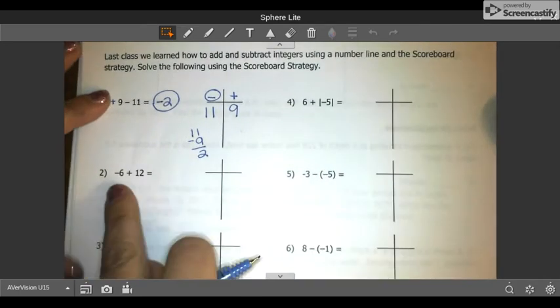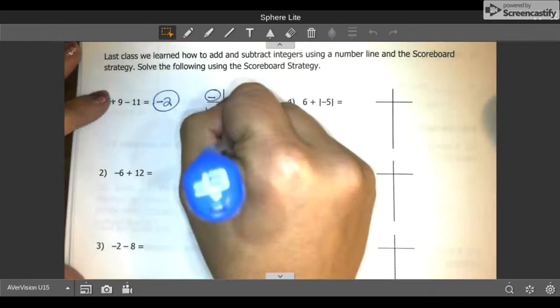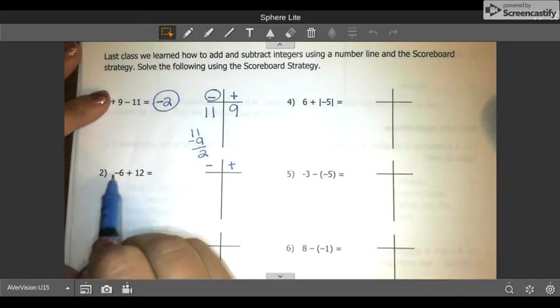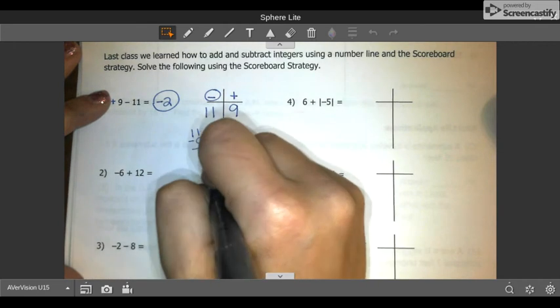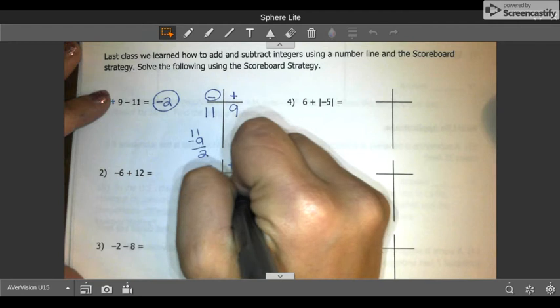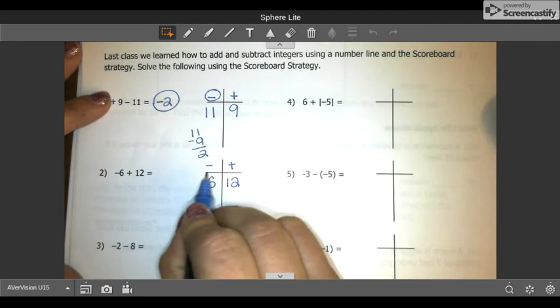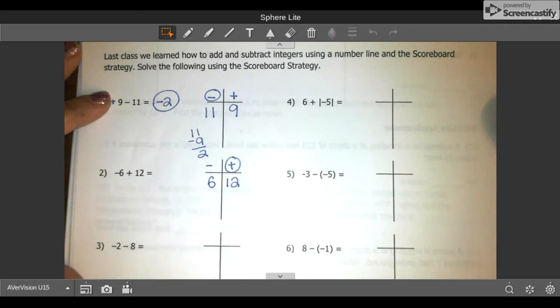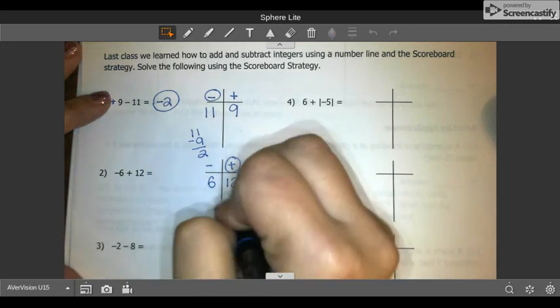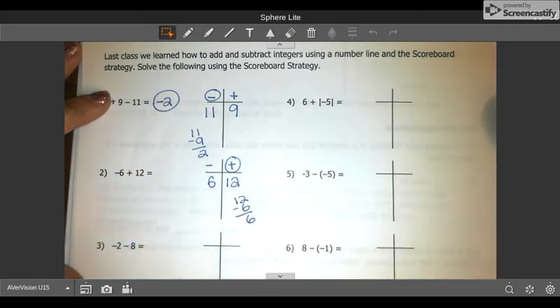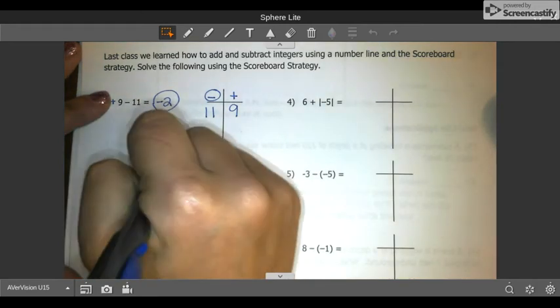Okay, number 2. You have to ask yourself, am I adding this in or am I taking it away? This is a negative 6, so I'm taking away 6. And a positive 12 means I'm adding 12. Which sign won? Positives. So my answer is going to be a positive. By how much? I'm going to do 12 minus 6 and I get 6. So the answer is positive 6.